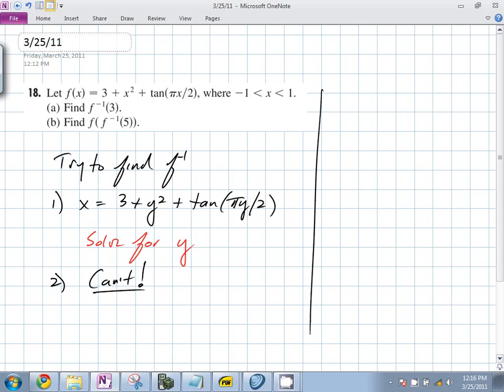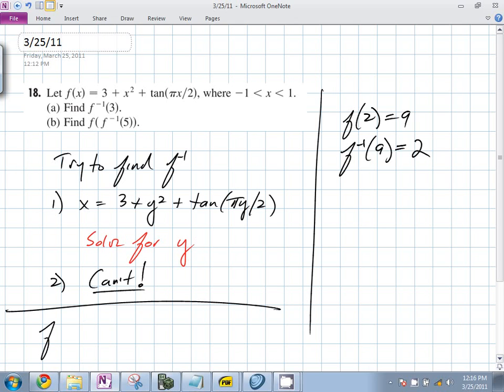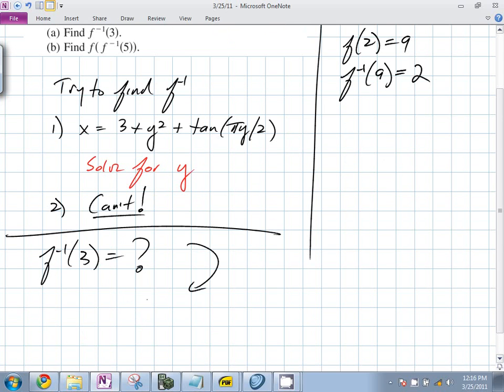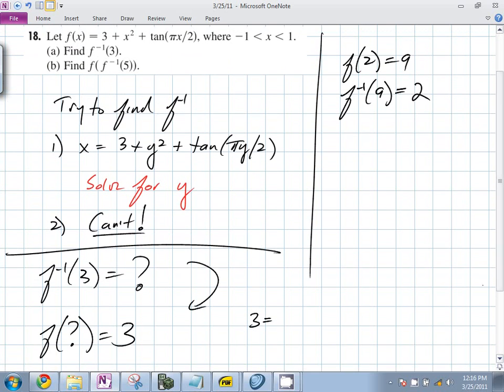One of the questions, go back I think to 16 or 17, it says something like f of 2 is equal to 9. So f inverse of 9 is equal to 2. So you're trying to solve f inverse of 3 is equal to something. That's the same thing as f of what equals 3. So what do you need to solve then? 3 equals f of x.